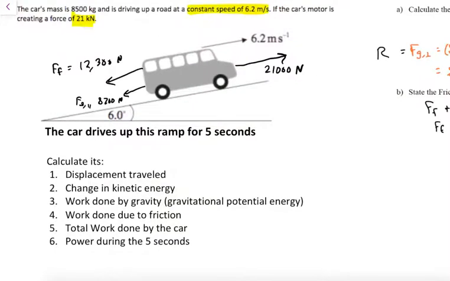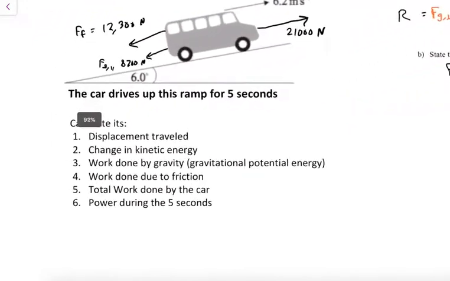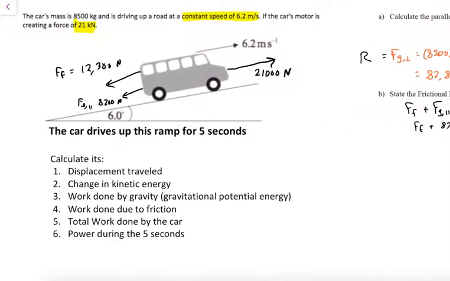I'm not going to include the downward gravitational force or the normal force acting perpendicular to the surface because they're not useful for me. If I were doing a free body diagram, I would. And then I'm going to calculate these 6 things. We have 1, the displacement traveled, 2, the change in kinetic energy, 3, the work done by gravity or the gravitational potential energy difference, and the work done due to friction, and the total work done by the car, and finally the power during the 5 seconds it traveled.